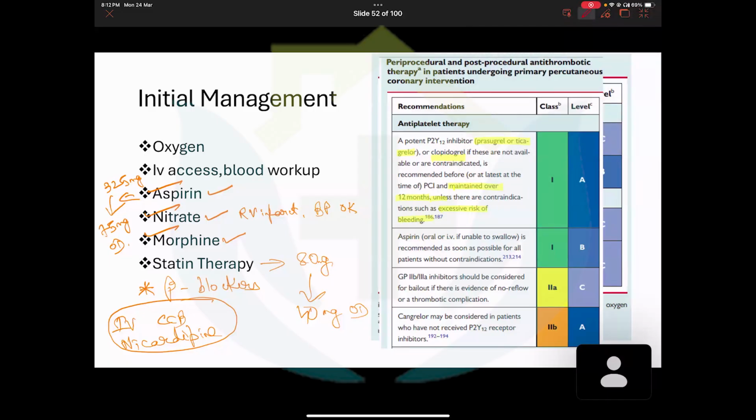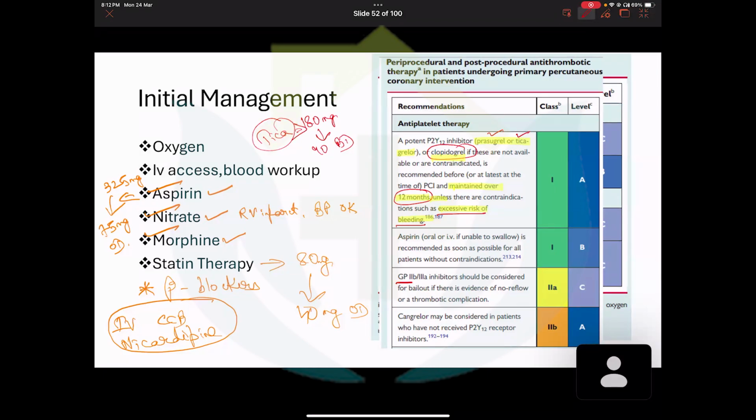From here onwards, every point is an MCQ, right? So what is your drug of choice? Either ticagrelor or prasugrel. If not in the options, clopidogrel. What is the duration? 12 months. If there is excess of bleeding, then you can consider decreasing. The dose is 180 milligram loading followed by 90 BD. Ticagrelor dose.